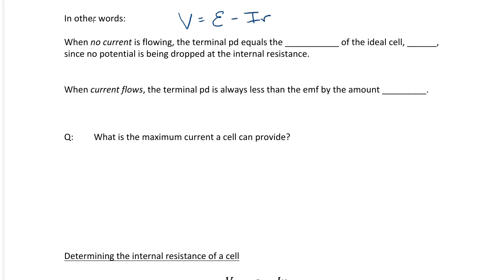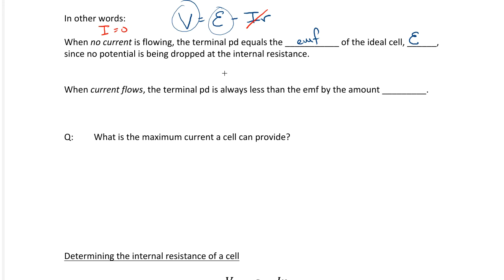So when no current is flowing, in other words, when I is equal to 0, this term cancels, and so the terminal potential difference, remember this is the terminal potential difference, equals the EMF of the ideal cell. And we give that the symbol epsilon. Remember that the EMF is just the potential difference that's being supplied by the power source. So it's in volts as well, so you've got the same units on either side.